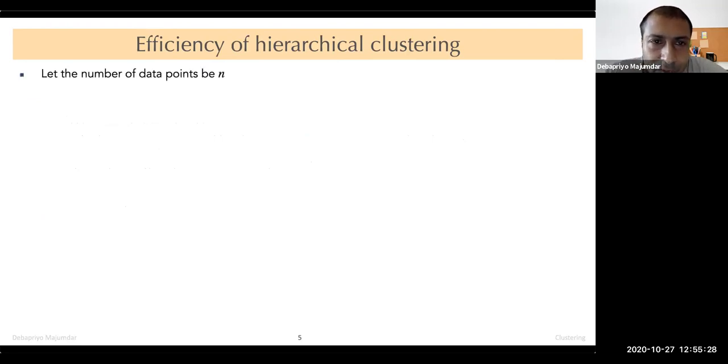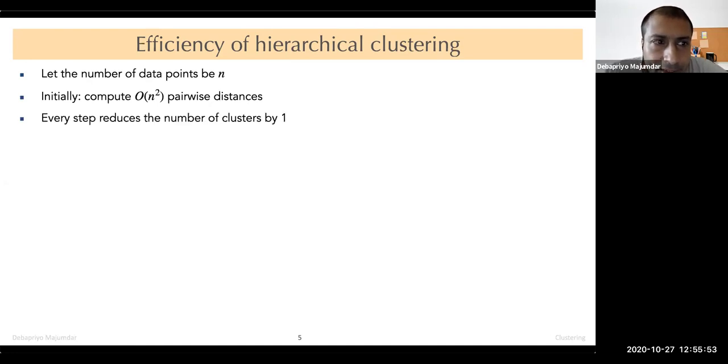Let the number of data points be n. Initially, every point is a different cluster. We have to compute pairwise distances between the centroids, or the points rather. Initially, every point is the centroid of its own cluster. So initially, you have to compute order n square, that means n choose 2, pairwise distances, right? And then at every step, you reduce the number of clusters by 1. You combine 2 clusters into 1. So at the ith step, you compute order (n minus i) square distances.